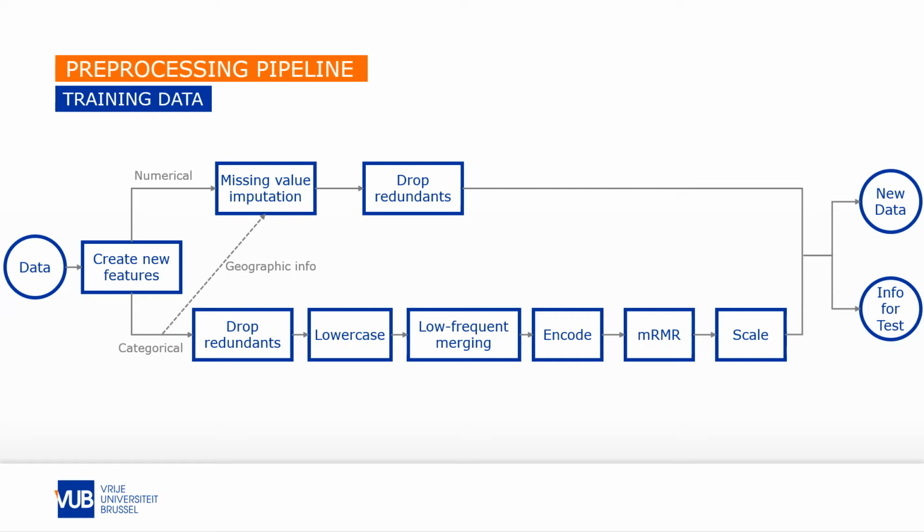We also have two output objects: the pre-processed training data and an information object for pre-processing test data later on. This object contains scaling information, means, etc. from the training data. Also, our pipeline is somewhat configurable, since one-hot encoding, MRMR, and scaling are optional parts.